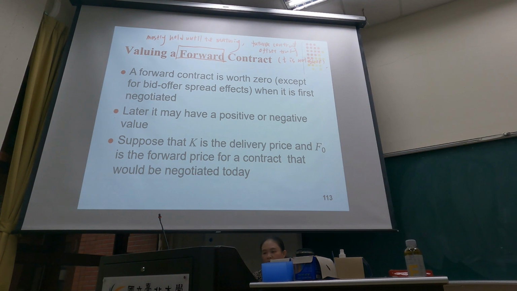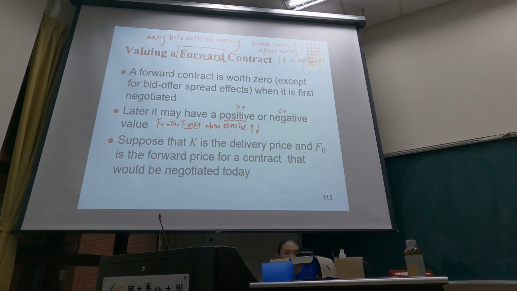A forward contract is worth zero, except for bid and offer spread effects, when it is first negotiated. Because basically we started with value equal to zero when you first priced it. Later, it may have a positive or negative value because you compare F0 with F market when exercised. And F market is going up or down every day, right? So it becomes positive or negative, okay?